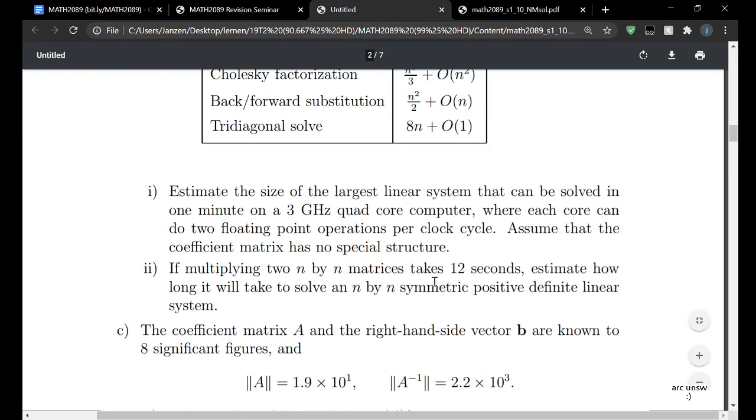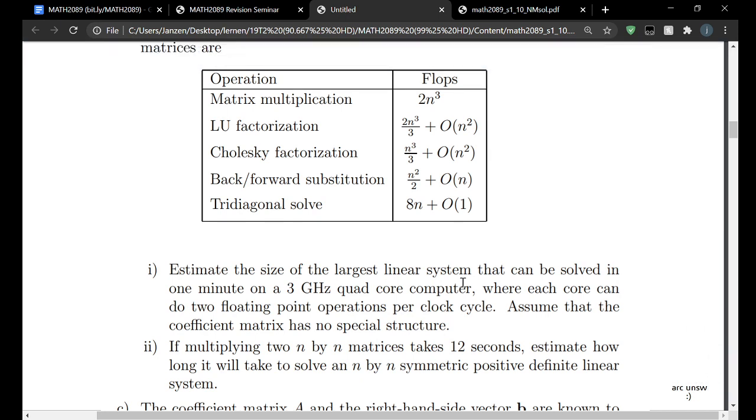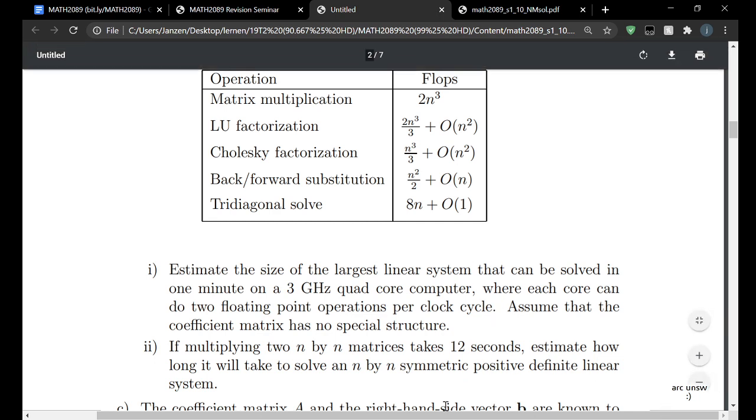If multiplying two n by n matrices takes 12 seconds, estimate how long it will take to solve an n by n symmetric positive definite linear system. Okay, so positive definite linear system, and it's also symmetric. Cholesky factorization, basically, and that has n cubed on 3.